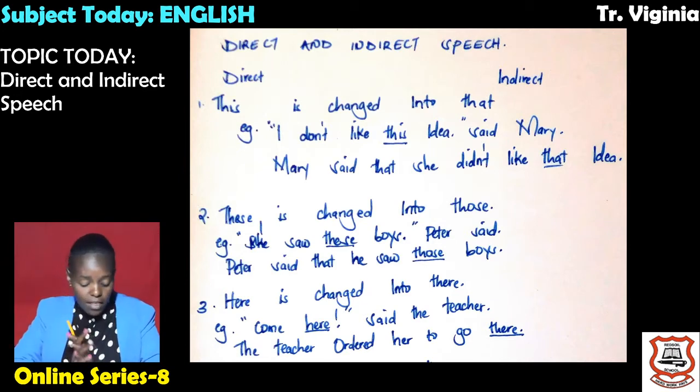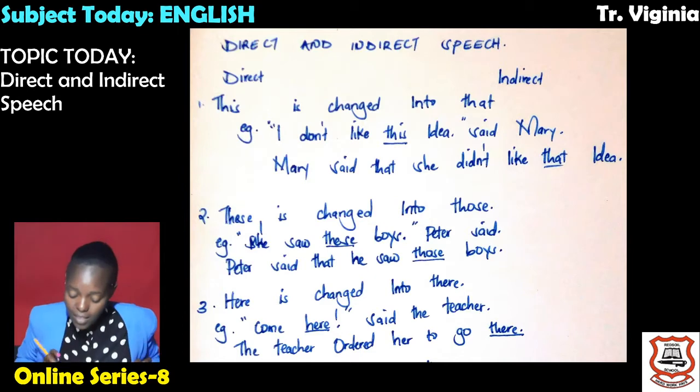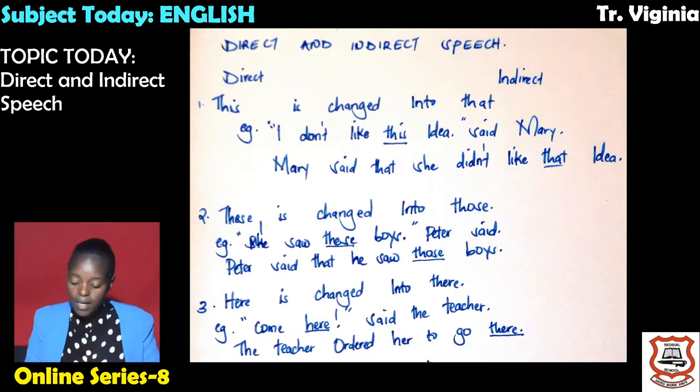Number two, "these" is changed into "those." Some of you love to call it "thes," but I don't encourage that. So "these" is changed into "those." For example, "I saw these boys," Peter said. Change that into indirect speech: Peter said that he saw those boys. So "these" changes into "those."